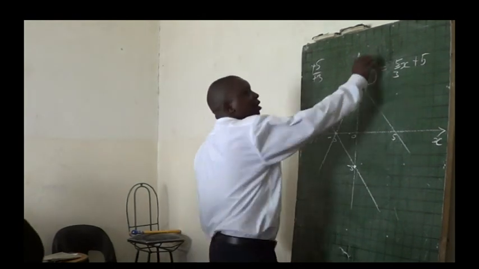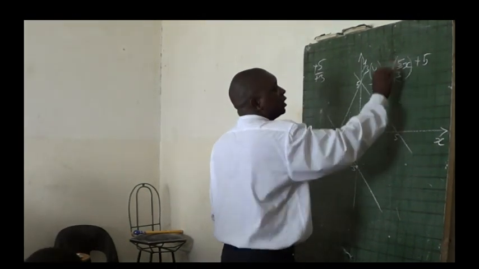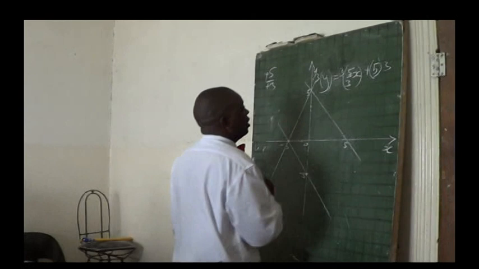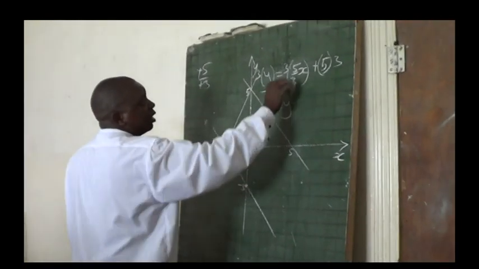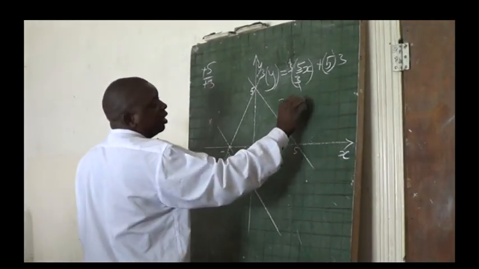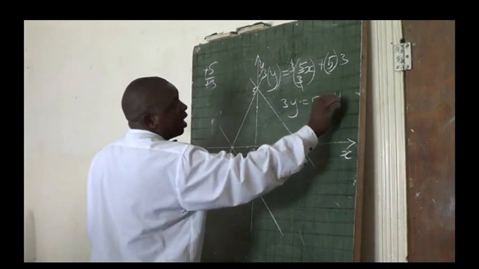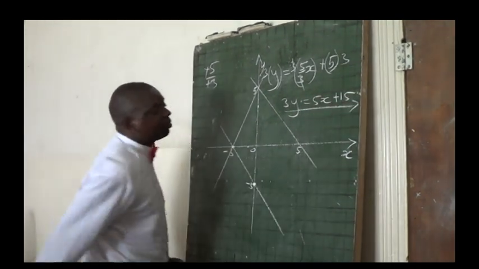We multiply every term by 3, such that 3y, and the 3 and 3 cancel, and it is equal to 5x plus 15, without fractions.